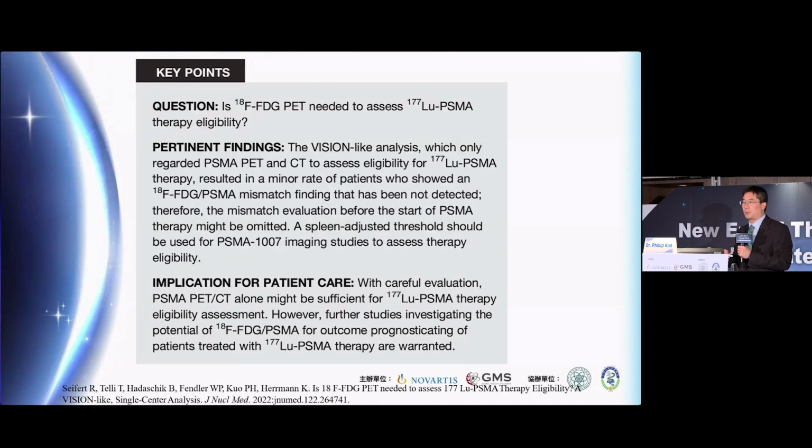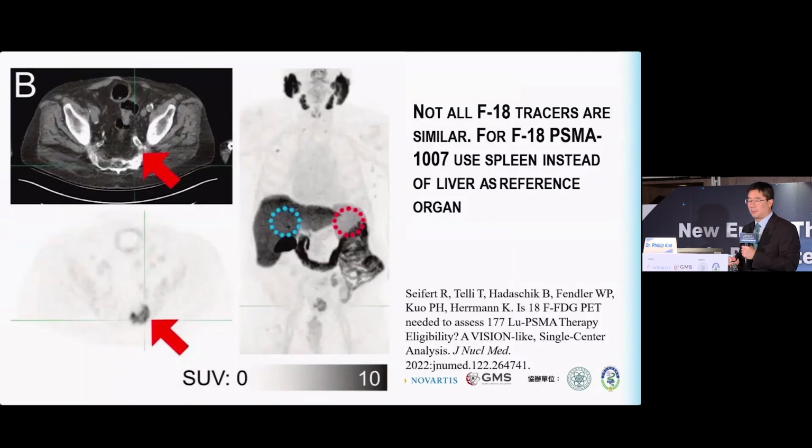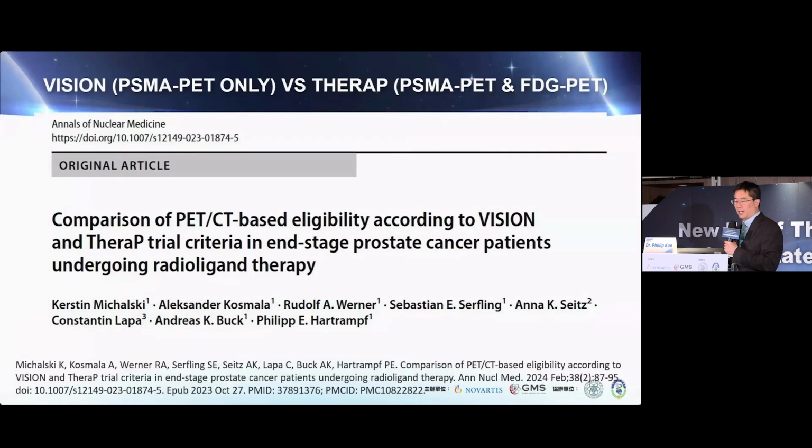And if you're going to use PSMA 1007, you cannot use the liver. You wind up excluding way too many patients, as you'd expect. And this image from our paper, for example, here's another patient who also had a sacral metastasis, and it's less than the liver with PSMA 1007, but greater than the spleen. So deemed ineligible if you use the liver, but eligible appropriately if you were to use the spleen as your reference region.